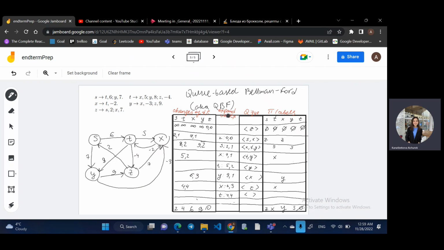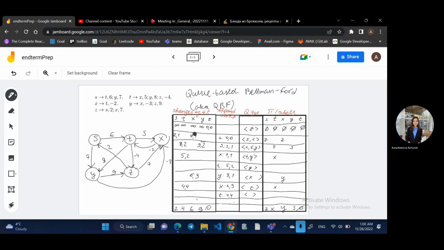So BFS, as you know, works only with a graph which is unweighted, and Q-based Bellman-Ford can work with a graph with weights and also with negative weights. So, for example, Dijkstra cannot work with graphs that have negative weights, but in case of Q-based Bellman-Ford, it is not a problem.